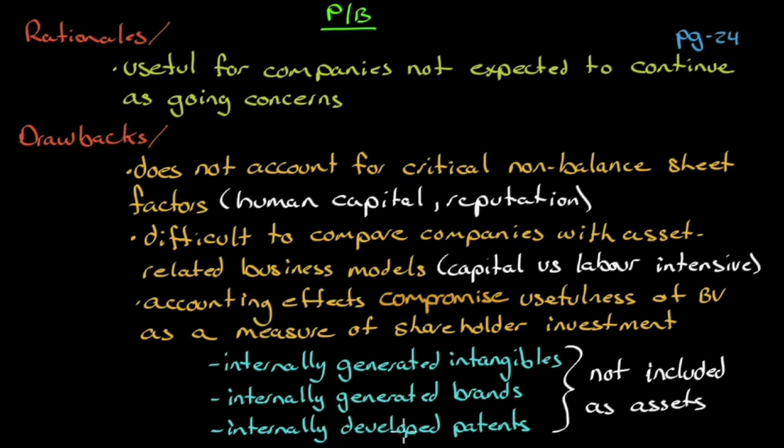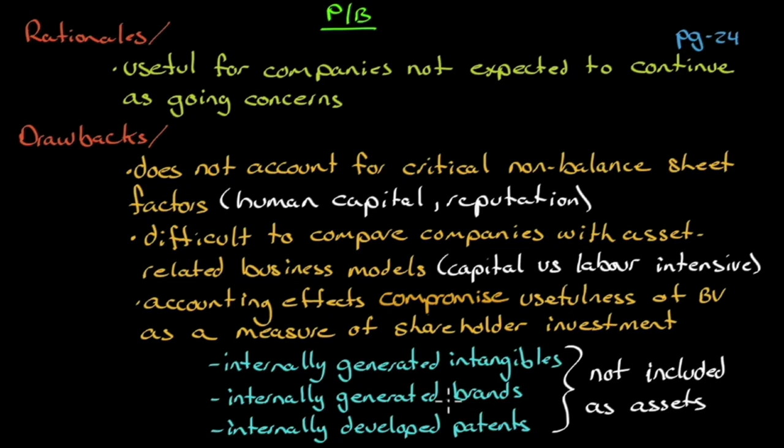Accounting effects compromise the usefulness of book value as a measure of shareholder investment, because internally generated intangibles, internally generated brands, and internally developed patents are not included as assets. So one pharma company can buy a portfolio of patents from a small biotech firm and it's an asset. Another pharmaceutical company can develop internally intellectual property that it then gets a patent on. It's not an asset. How do you compare those two? Same with internally generated brands. If I buy a brand, I got an asset. I can list that as an intangible.